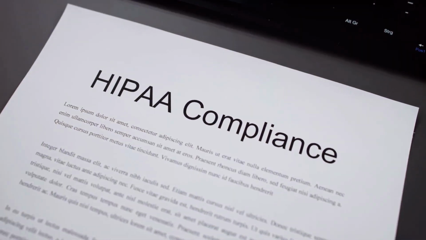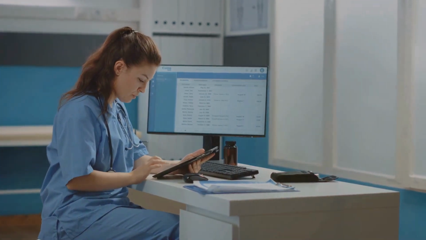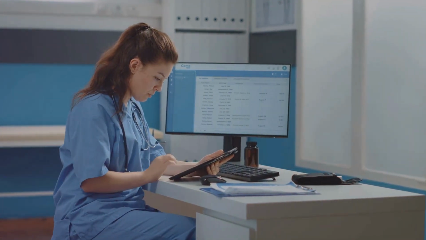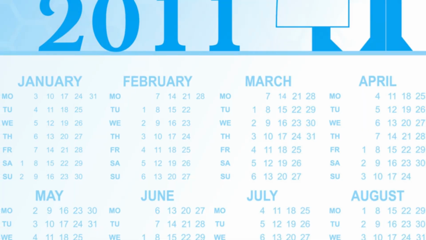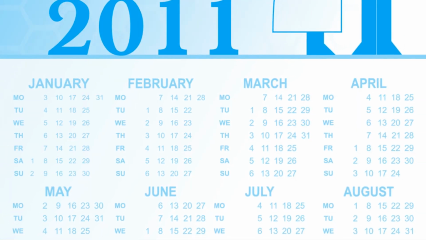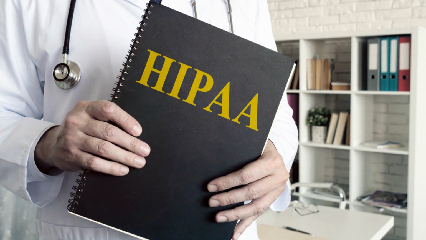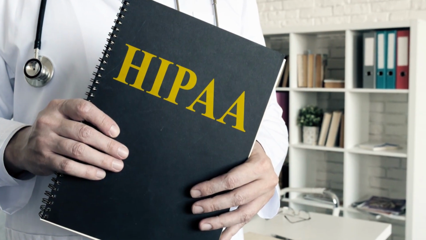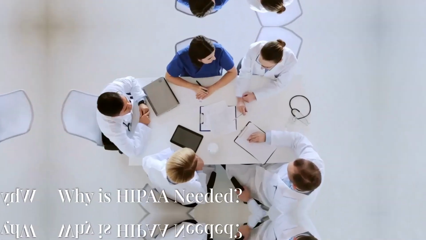The basics of HIPAA. To protect patient information, HIPAA comprises both privacy and security provisions. Compliance was required by 2003 for most health plans. However, if state laws are stricter than HIPAA, those regulations must be adhered to.